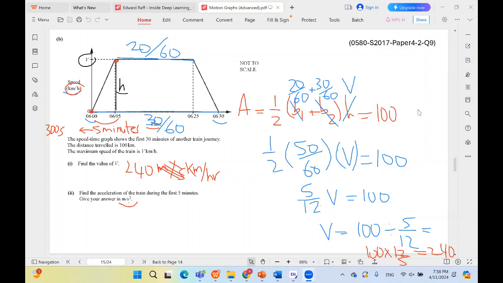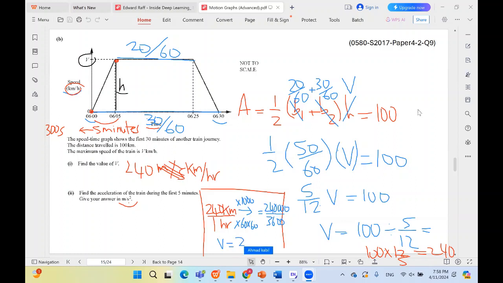So 240 kilometers per hour means 240 kilometers over 1 hour. And we want to convert it to meters per second. So we multiply here by 1000 and we multiply here by 60 twice. So we get 240,000 divided by 3,600. So 240,000 divided by 3,600 gives us 200/3. So V equals 200/3 meters per second.